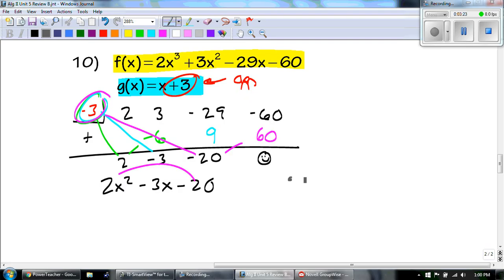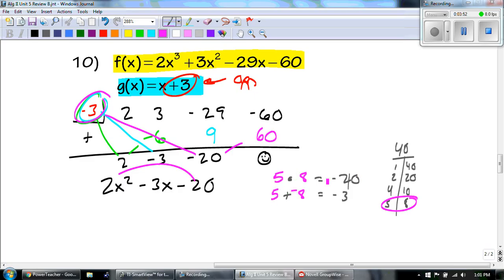I'm looking for numbers that multiply to get to negative 40, because 2 times 20 is 40, and it adds to get to negative 3. So remember, if you can't think of all of the factors, you're going off to the side: 1 and 40, 2 and 20, 4 and 10, 5 and 8, to find the combination that you're looking for. Now, I need a negative 3, and the only way to make the 3 negative is if the 8 is negative.